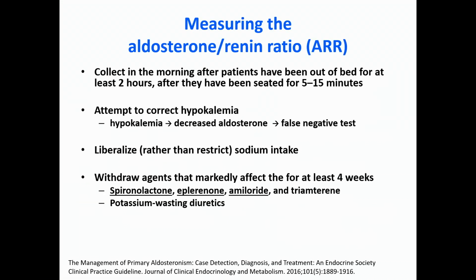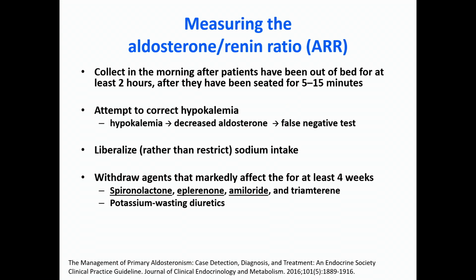In terms of measuring the aldosterone to renin ratio, there's a protocol or approach that's optimal. You want to do it in the morning, partly because some aldosteronomas can have some diurnal variation. You want to do it after the patient has been out of bed for a couple of hours and after they've been seated for about 5 to 15 minutes. One thing you may also want to do is check a potassium when you're collecting the aldosterone level, and also attempt to correct the hypokalemia. A low potassium can lead to decreased aldosterone secretion, which can then lead to a false negative test.